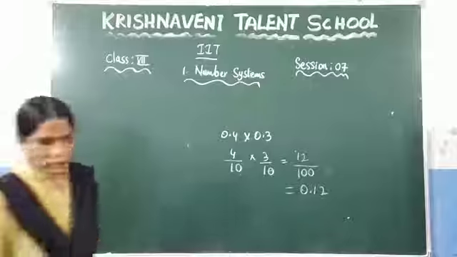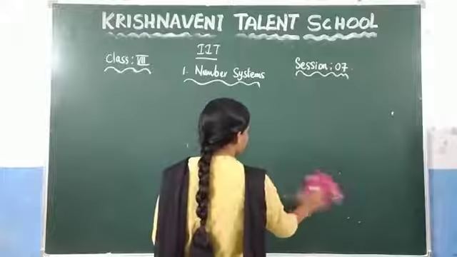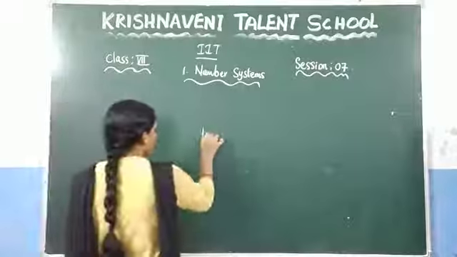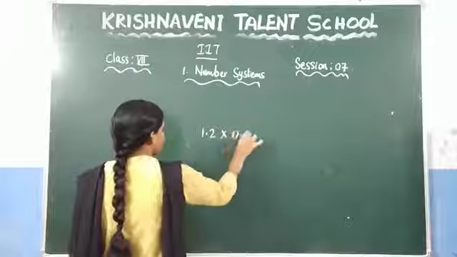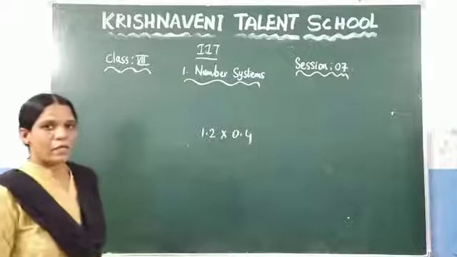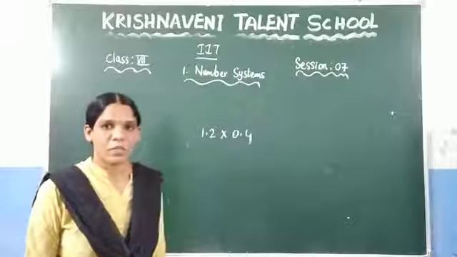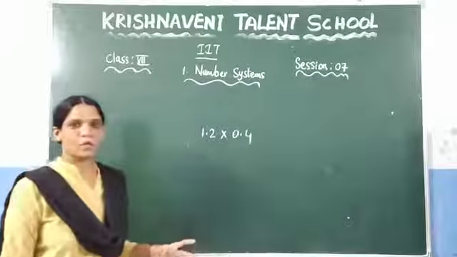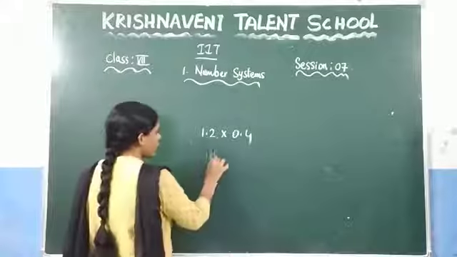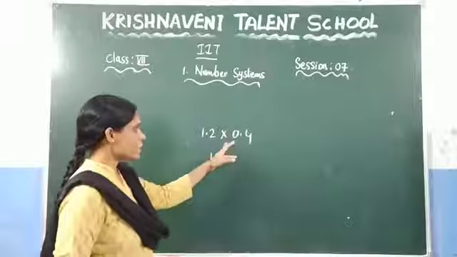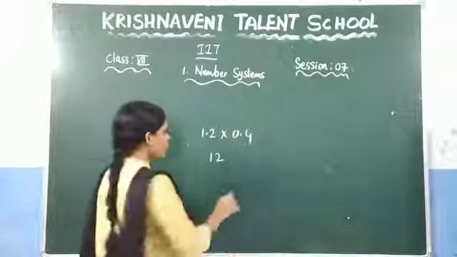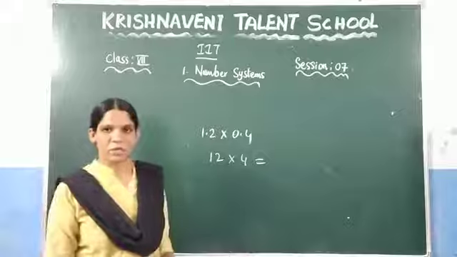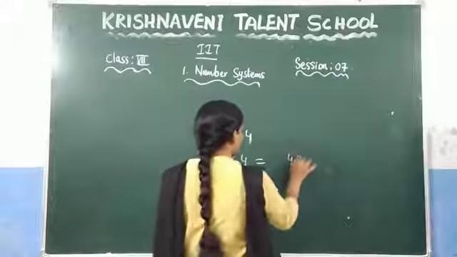Let us see here one more example. Consider here 1.2 into 0.4. Again, here if you want to find the product of these two decimal numbers, so just leave the decimal point. After leaving the decimal point, what are the numbers you can identify here? Here 12 is there, right? And here 0.4 is nothing but 4. So here 4 is there. Now take the product of these values. 12 4s are 48. So write it here 48.